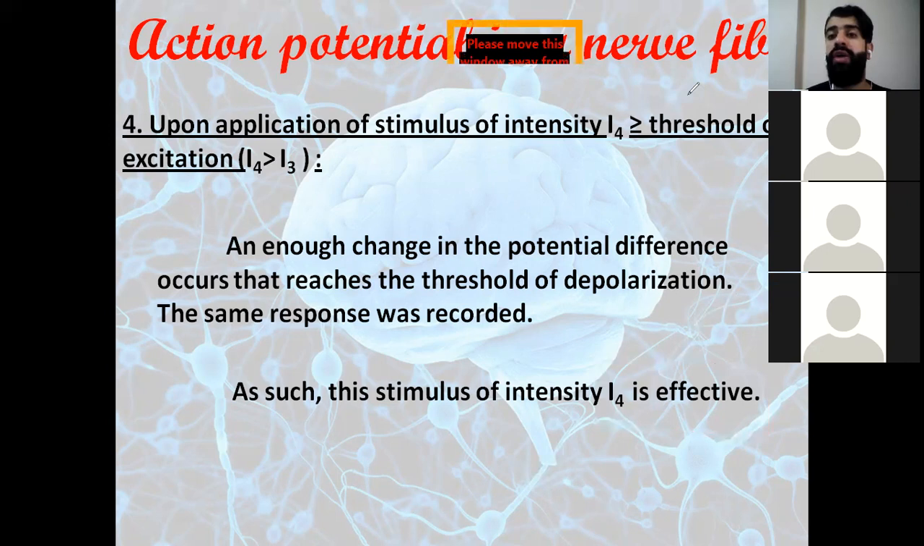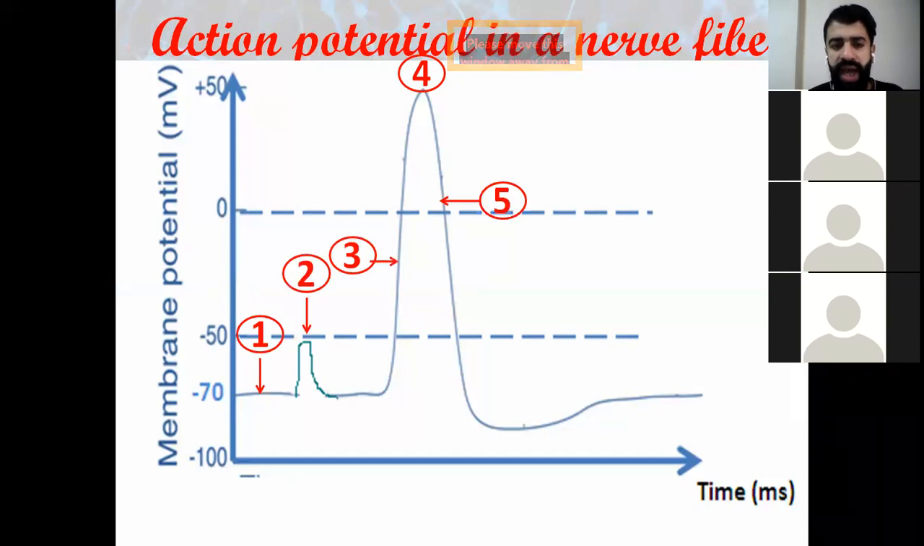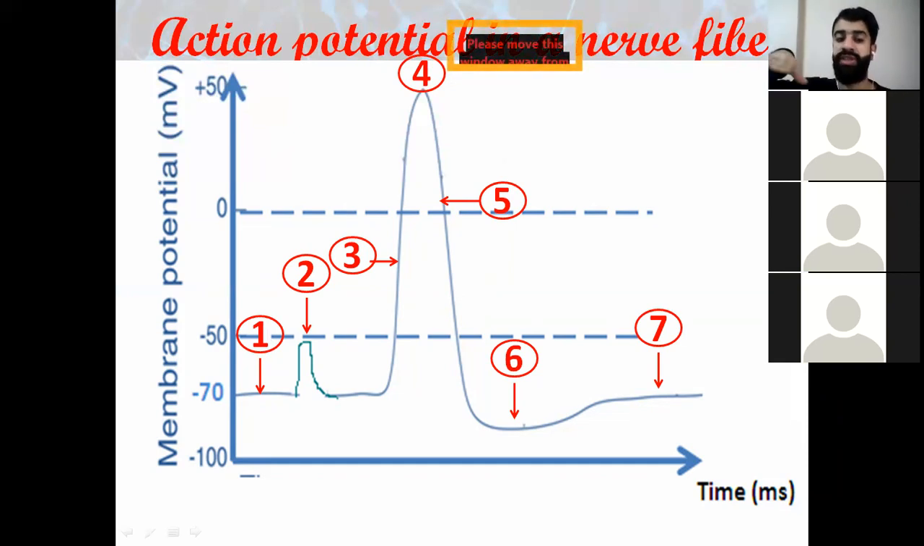After this, all of them that can cause an action potential are called effective stimulations, like the case of I4. Here, for the action potential in a nerve fiber, we have different phases. We have about 7 different phases of the action potential. Phase number 1 is referred to as the resting potential, equal to minus 70 millivolt.